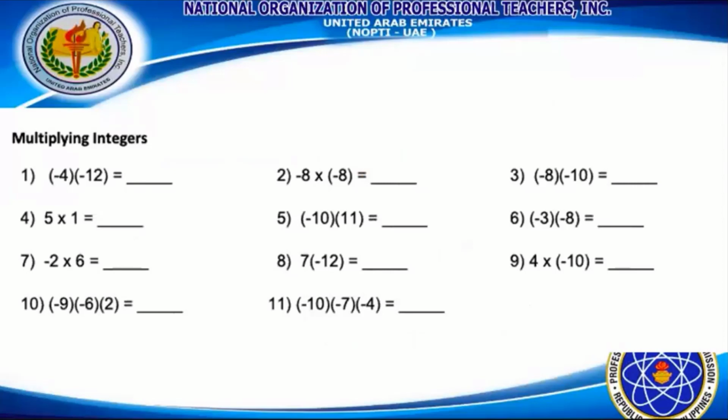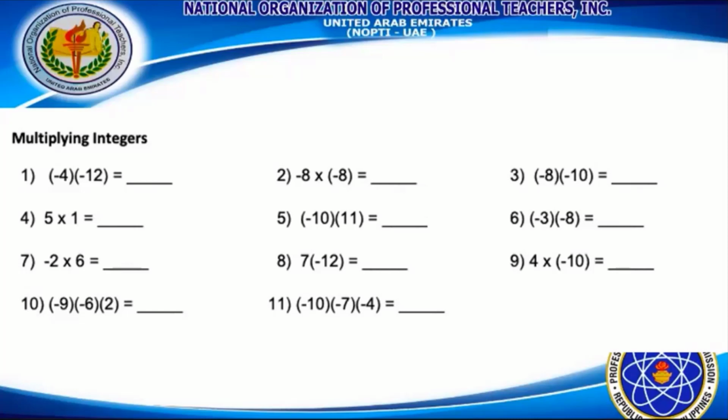Oh, multiplication. Sagot, number 1, 48, positive. Number 2, 8 times 8, positive, 64. Number 3, positive, 80. Number 4, 5. Number 5, negative 110. Kasi unlike signs. Number 6, positive 24. Number 7, negative 12. Number 8, negative 84. Number 9, negative 40.